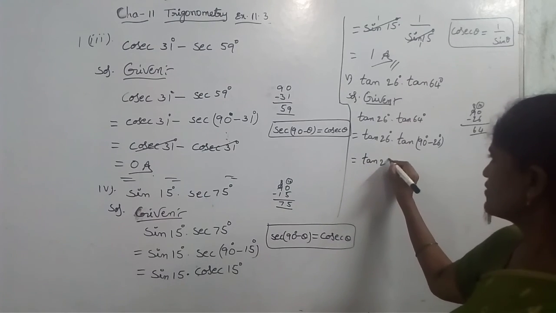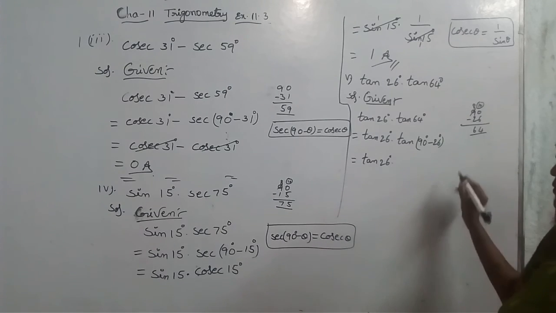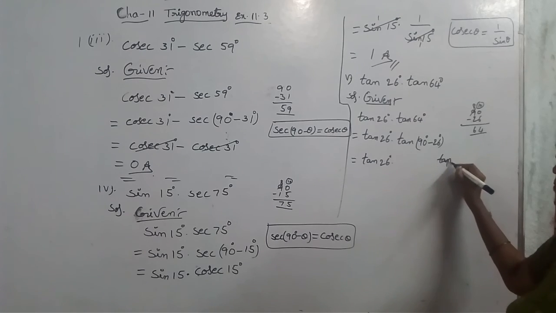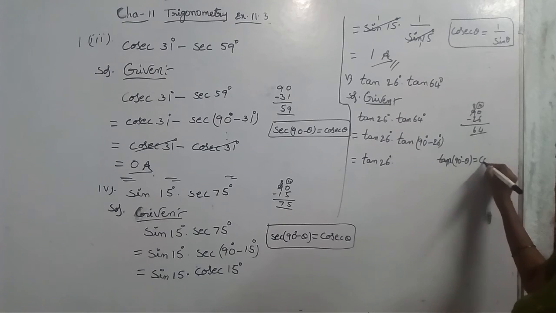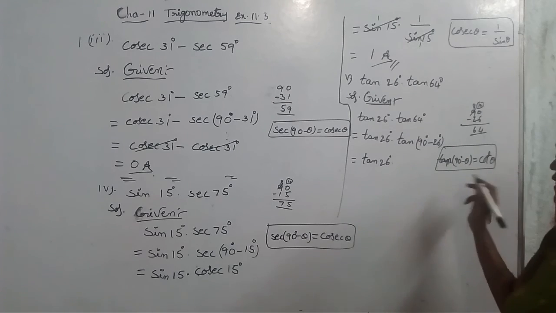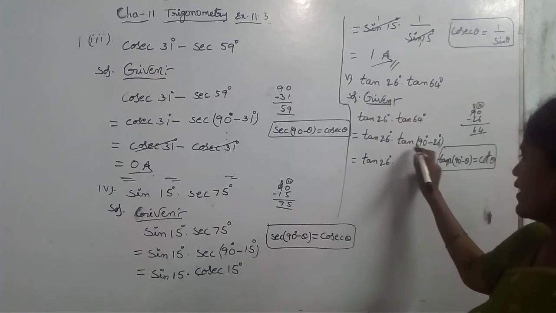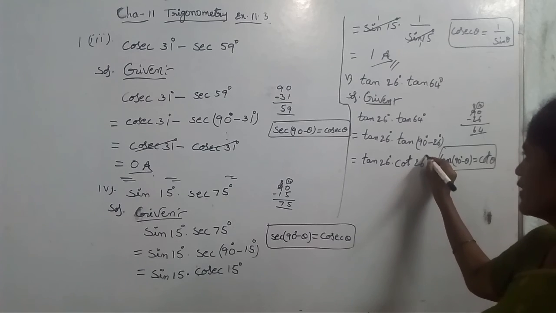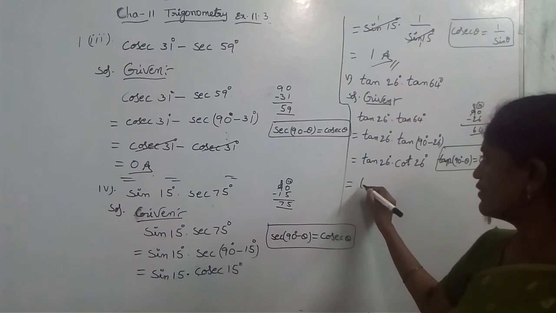Tan 26 as usual. Tan 90 minus theta: the complementary angle formula we have to use here also. Tan 90 minus theta is equal to cot theta. What is the formula, beta? Tan 90 minus theta is equal to cot theta. That means tan 90 minus 26 degree we can write as cot 26 degree. Tan 26 as it is.